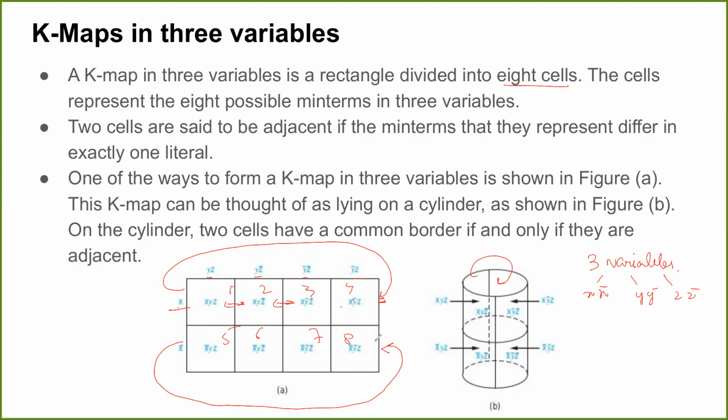So in general, you can also follow this wraparound by using the general definition of adjacent. Recall that two cells are adjacent if they differ in exactly one literal. So if you look at this, it is x, y, z, and this is x, y bar, z bar. So you can see it's differing only in one literal. So they are adjacent.